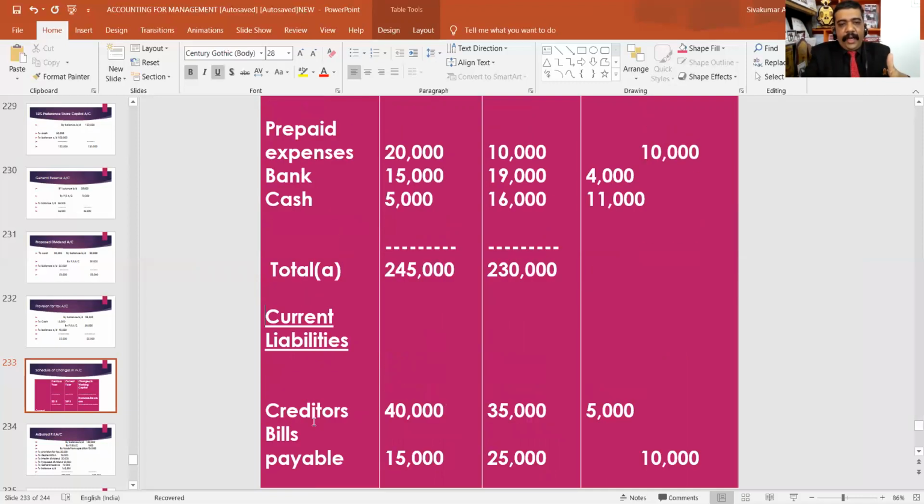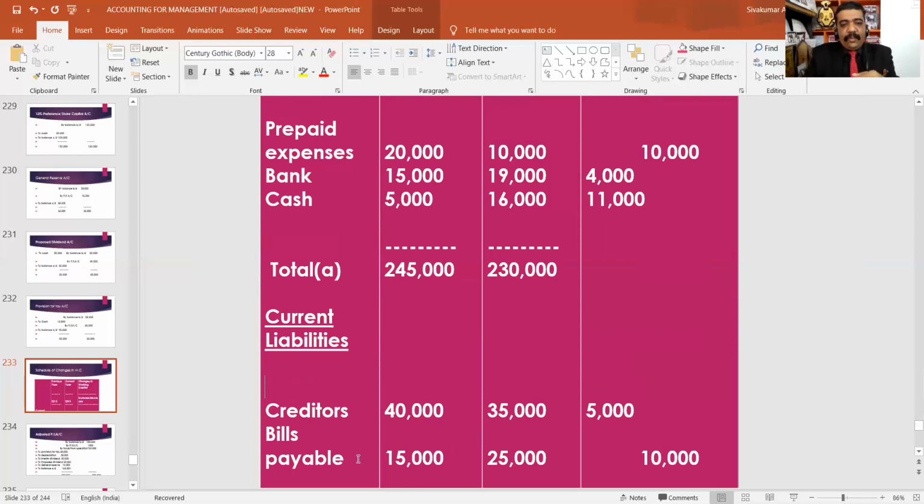Then please show current liabilities. Creditors 40,000, 35,000. That means even though it shows a decrease with respect to creditors, it is to be shown on the increase side. Why? Creditors is a current liability. The equation to find out working capital is current assets minus current liabilities. That means even if a current liability shows a decrease, it is to be shown as an increase in the schedule of changes in working capital.